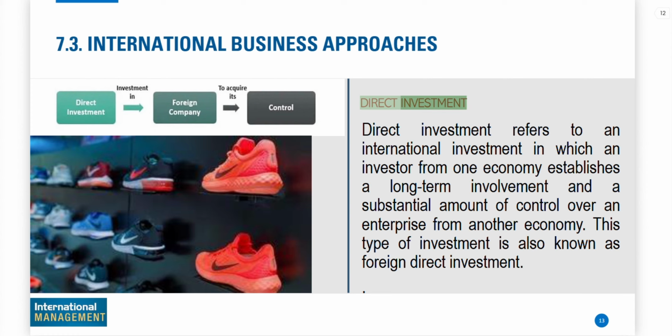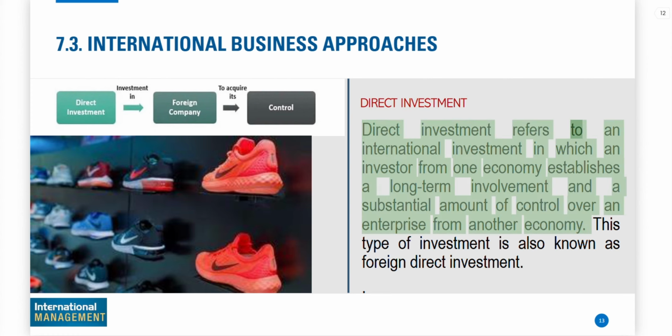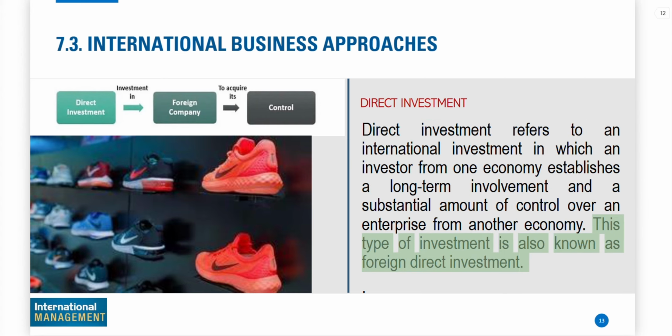Direct investment. Direct investment refers to an international investment in which an investor from one economy establishes a long-term involvement and a substantial amount of control over an enterprise from another economy. This type of investment is also known as foreign direct investment.